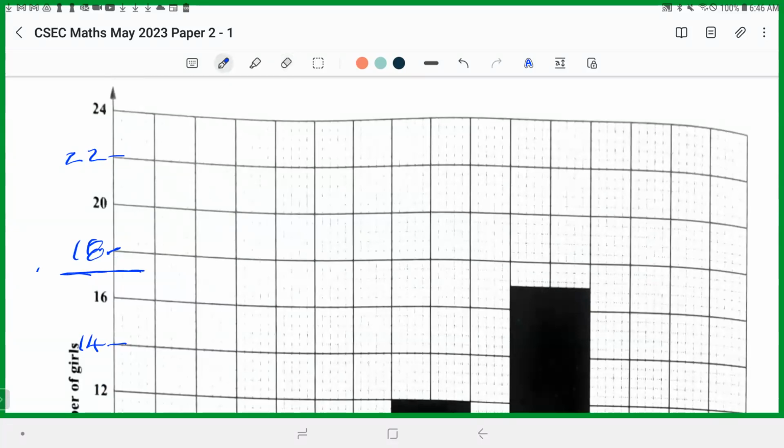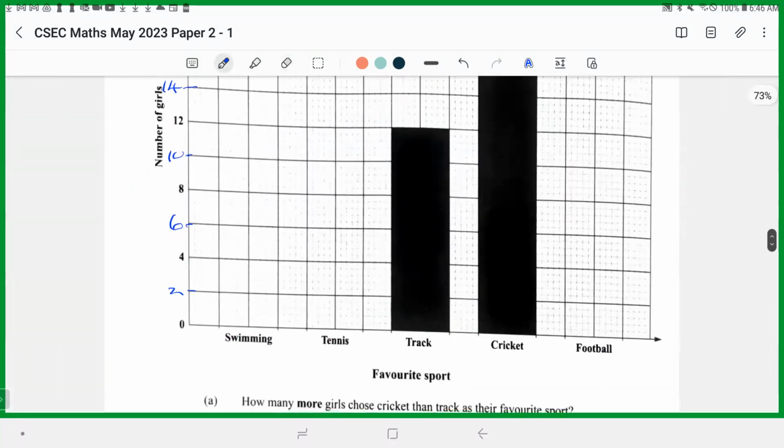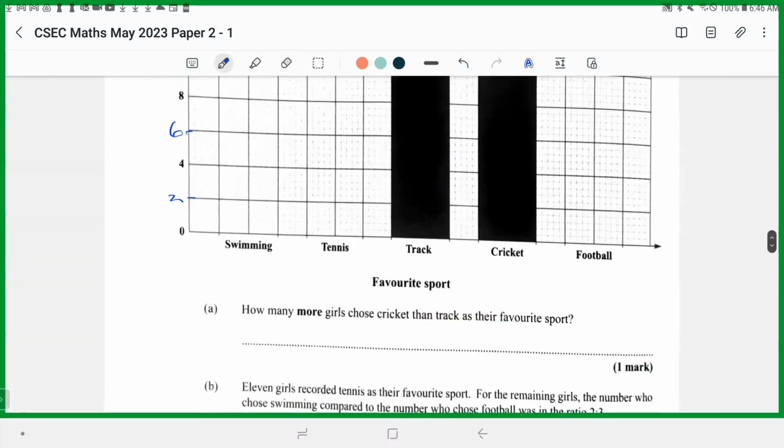For example, right here, the 70. All right, so let's be mindful of that. All right, so the question says, how many more girls choose cricket than track as their favorite sport? So basically, it's a difference we want. How many more? We want the difference.